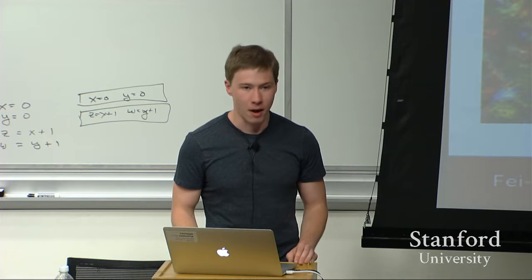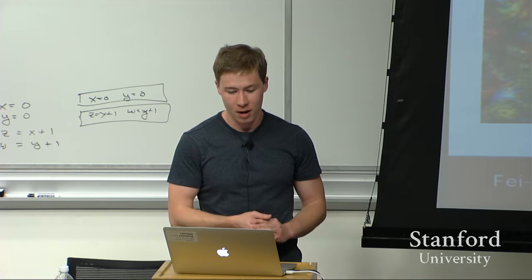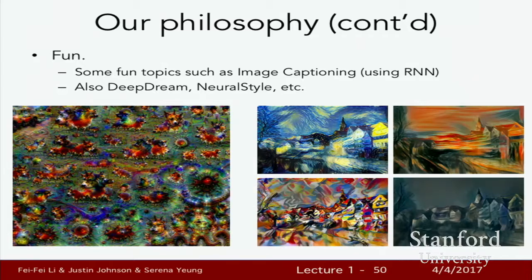We're also about fun, so we're going to talk about some interesting, maybe not so serious topics this quarter, including image captioning, which is pretty fun, where we can write descriptions of images. But we'll also cover some more artistic things, like Deep Dream here on the left, where we can use neural networks to hallucinate these crazy psychedelic images. And by the end of the course, you'll know how that works. Or on the right, this idea of style transfer, where we can take an image and render it in the style of famous artists like Picasso or Van Gogh. And again, by the end of the quarter, you'll see how this stuff works.